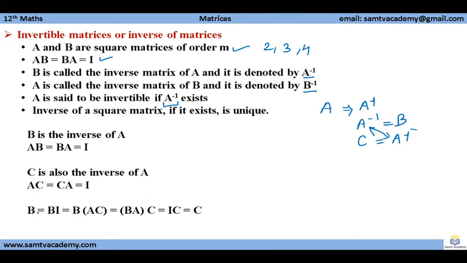Now see, B is equal to BI and we will replace I with AC. Now we can write it like this, BA multiplied by C. So this BA can be replaced with I, and I, if multiplied with any matrix, will be equal to that same matrix. So here it comes to be B equal to C equal to A inverse.